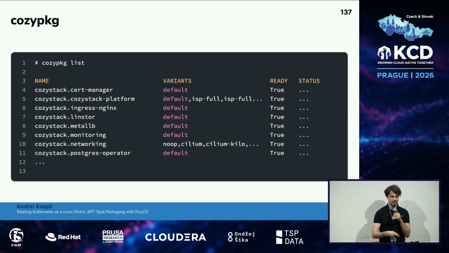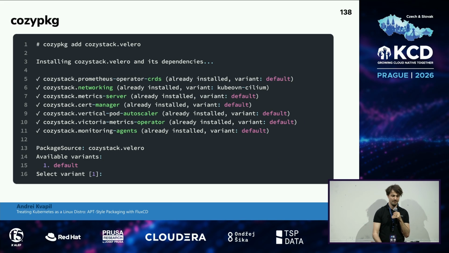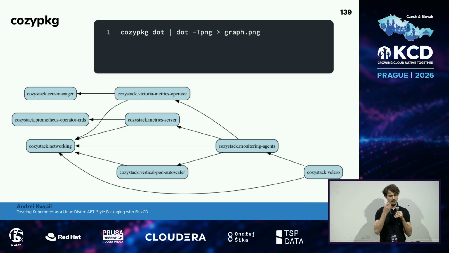With this tool, it's just a wrapper around the Kubernetes interface. You can run Cozypkg list. It will just show you the list of all available packages with their variants. If you want to install something, you just specify Cozypkg add and specify the package name. It will solve the whole dependency chart and provide you options to install the dependencies in a specific variant. And it can also generate fancy charts with those dependencies. That's the same as Alpine does with their package manager. So you can see all the dependencies of the packages between each other.